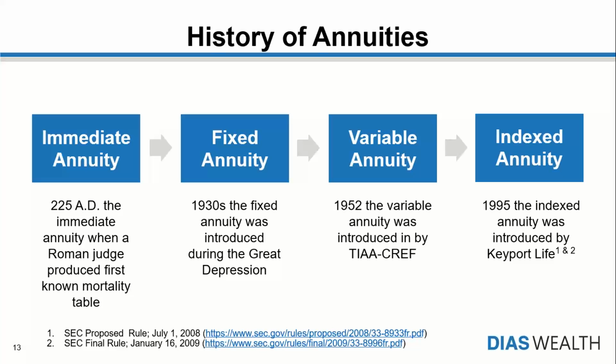And then, of course, the variable annuity, introduced by TIAA-CREF in 1952. Technically, two other parts. I'll go over that last part in just 20 seconds. But you have the index annuity. It was created in 1995 by Keyport Life. It was an alternate to the variable annuity, which was overtaking the whole market.